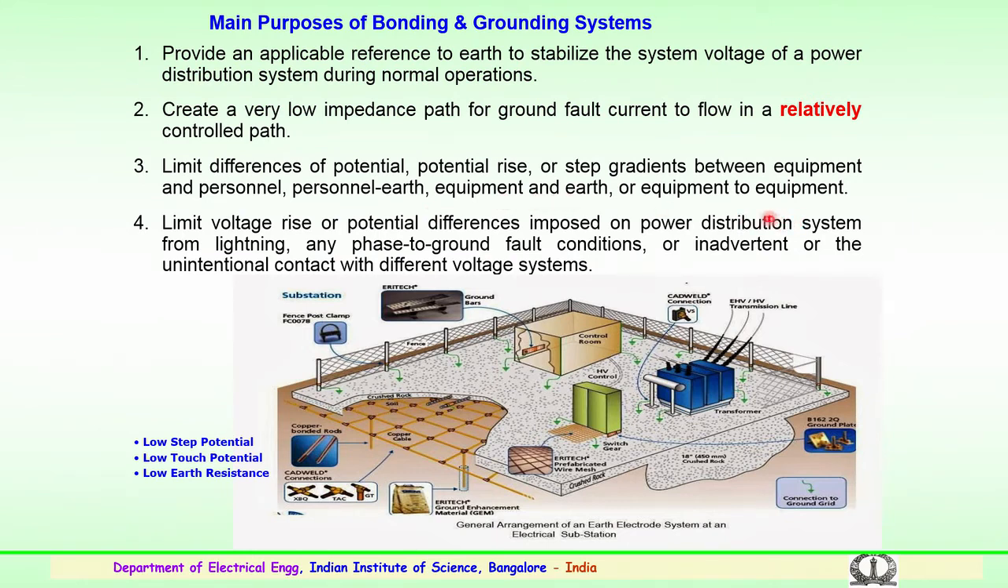So, several difference of potentials could be limited by going in for the proper earthing or the grounding aspects. And also the grounding or earthing will limit the voltage rise or potential difference imposed on the power distribution system in case there is a lightning strike on the building or on the power distribution towers.